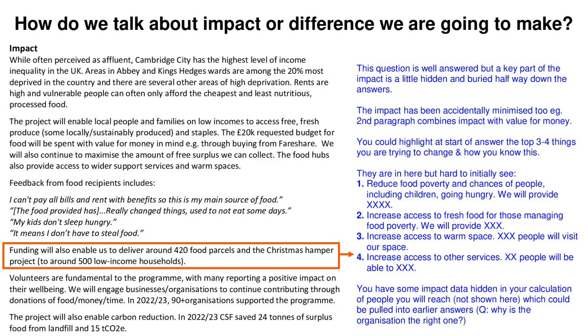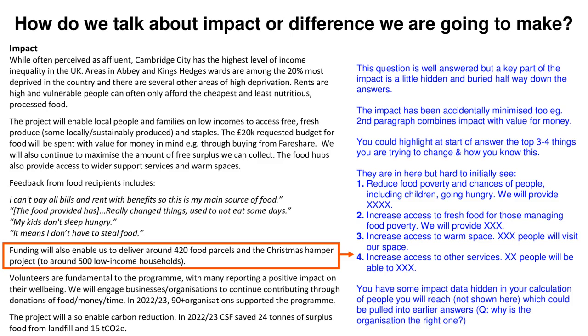And it also, as I said before, tries to make sure each point is making a different point, and I'm not repeating myself. A way to kind of redo this could be that you highlight at the start of your answer maybe the three or four main areas of impact you're going to be having on your community, and maybe what numbers you have to back that up.